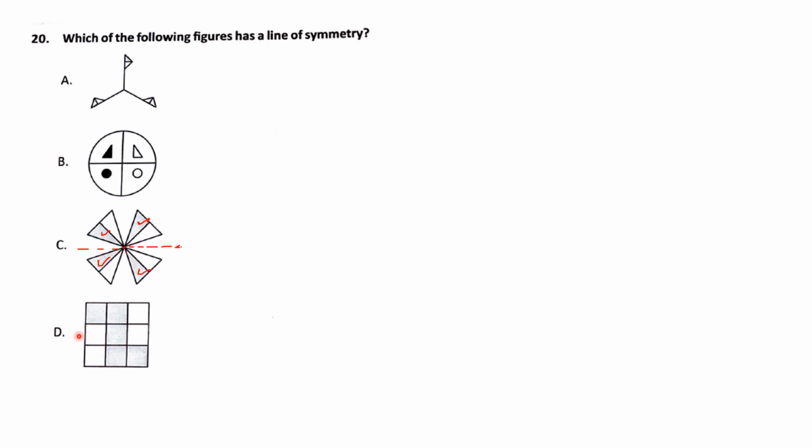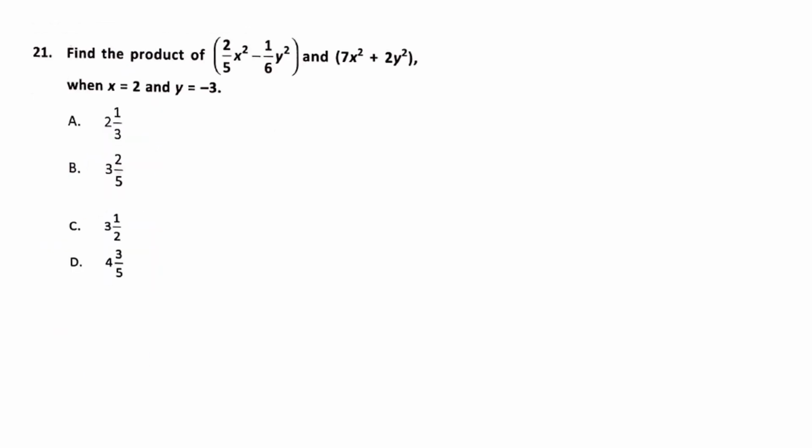Now in D also, you can see these boxes are shaded. First, second, then the middle one, and then down. These boxes are shaded. So it does not have a line of symmetry. If you draw the line of symmetry diagonally or horizontally or vertically, it does not have a line of symmetry. So the only correct answer is option C.